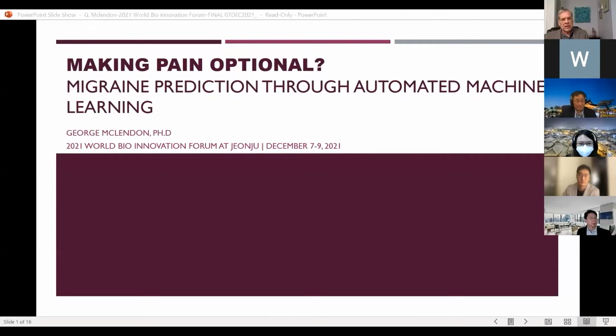Okay. So with luck, everybody can see this title that was just given, Making Pain Optional. The main point of this will be using a technology and combining it with big data and automated machine learning.